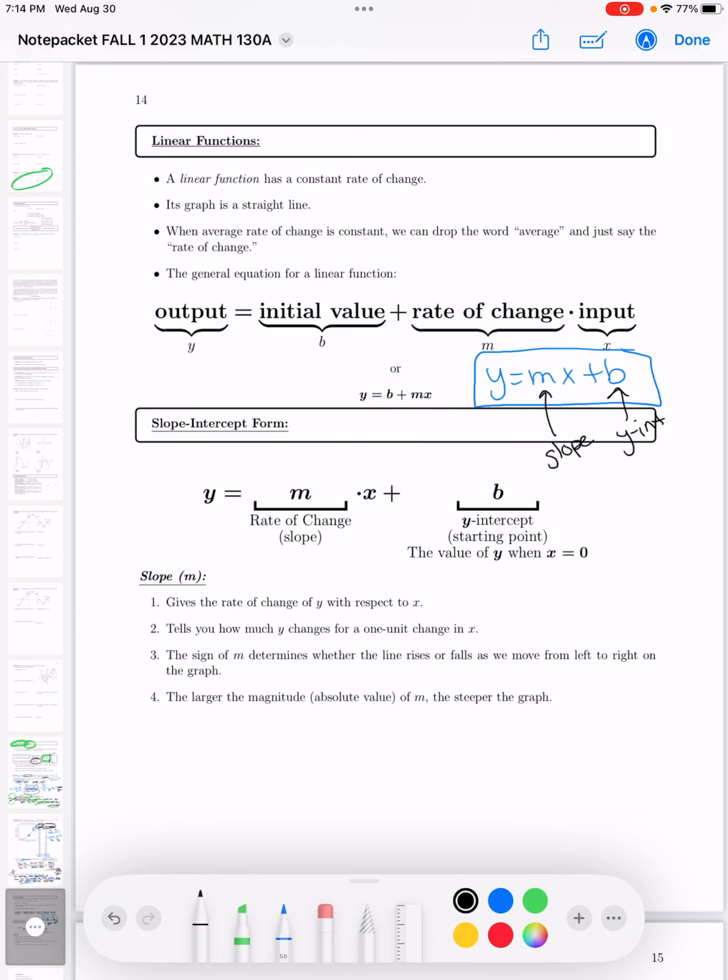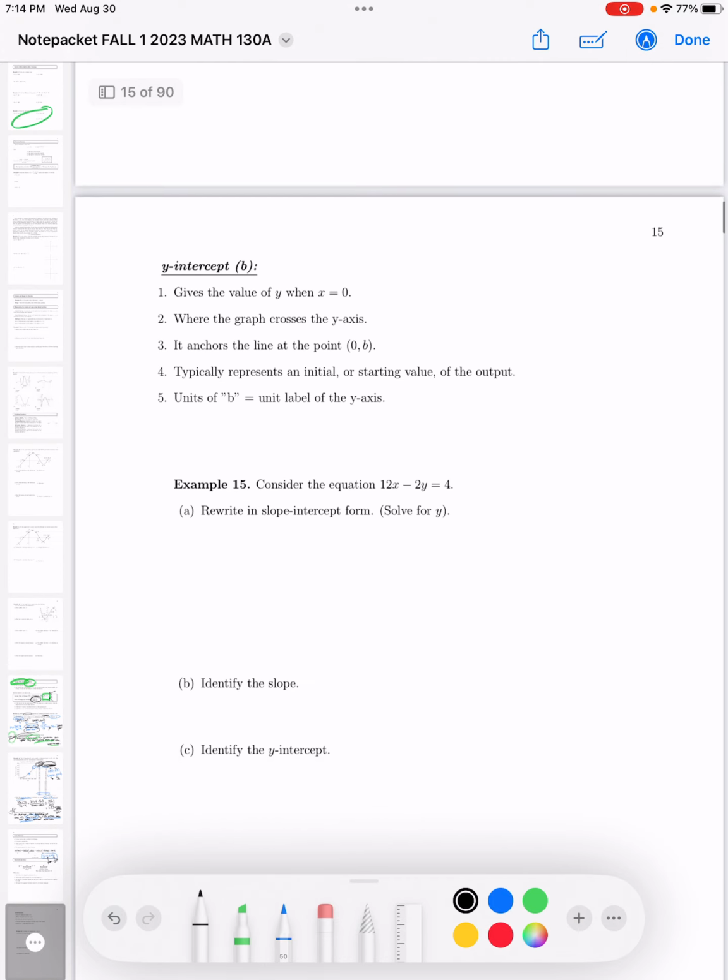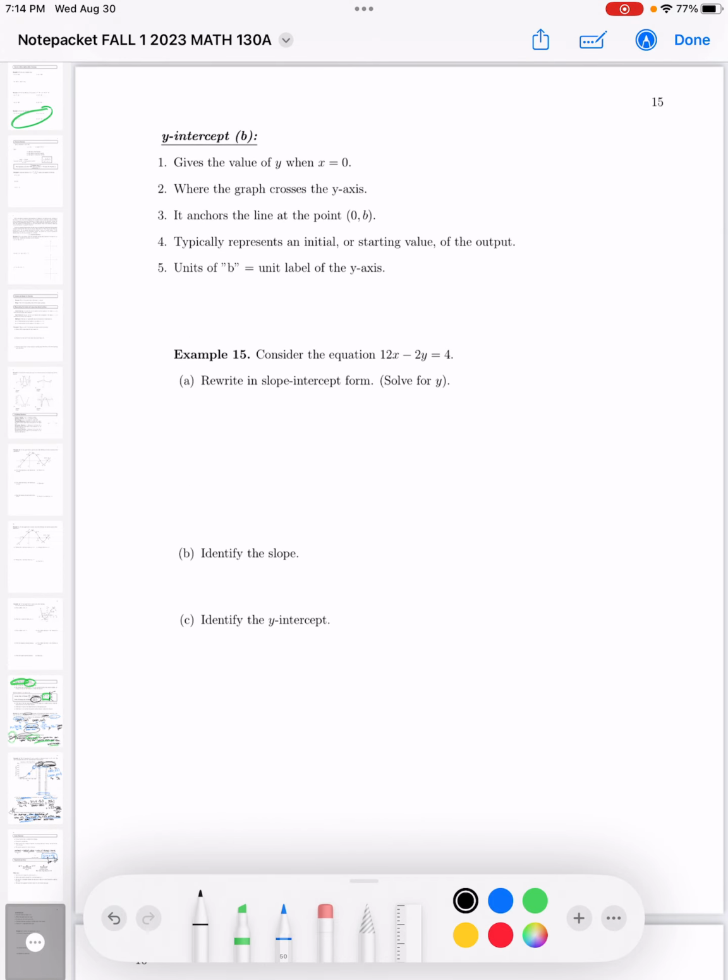We've got all this information here. You can use this as a reference as you're going through and doing your WebAssign and your GCAs and your homeworks and all that good stuff. We've got a problem over here on the next page.